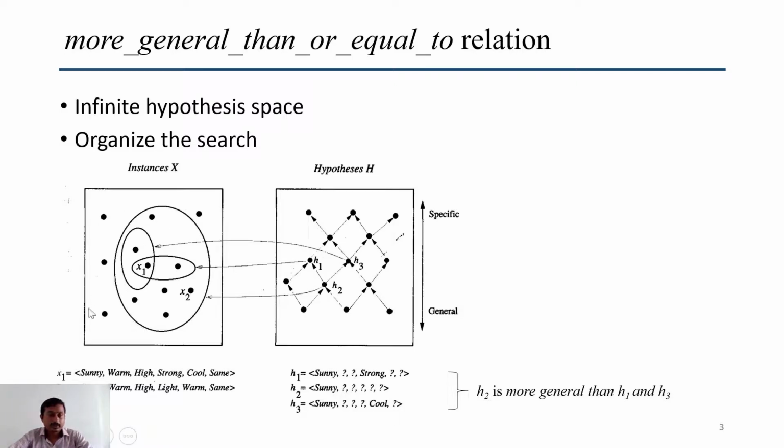This diagram is showing the instances, and instances in this example are days, right? So the number of days satisfying H2 will be more, and H1 is the small oval, so fewer days satisfy the H1 hypothesis. We represent this more-general-than relation with an arrow. The arrow from H2 to H1 indicates that H2 is more general than H1. Now we try to utilize this basic structure that exists between these hypotheses.